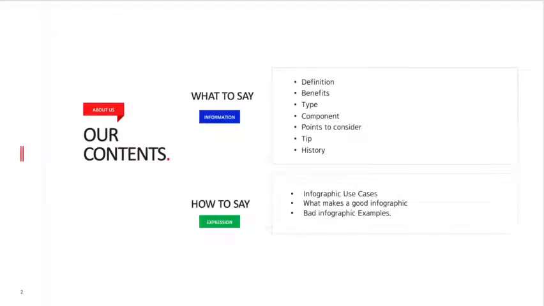We have divided the infographic into two chapters. The first chapter mainly contains information and theories covering factors such as basic information and definition, history, and considerations. The second chapter focuses mainly on expression and practical use. The order includes the use of infographic, good example, and bad example.